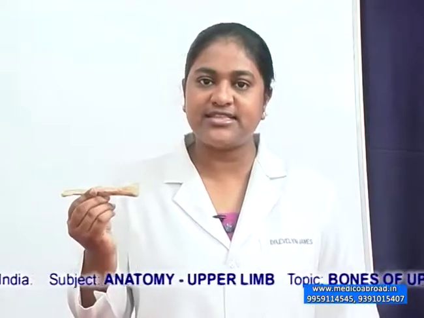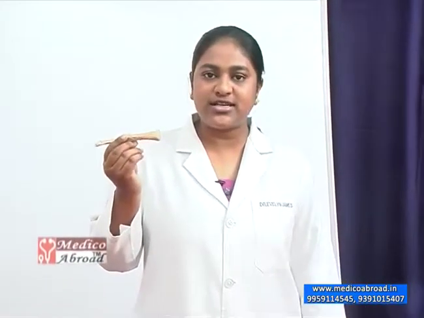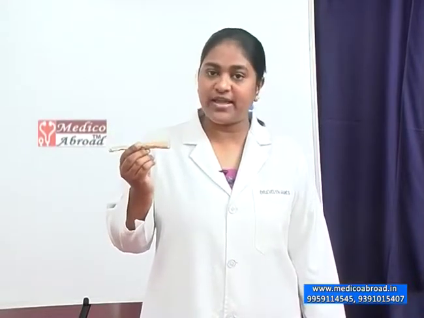Now this clavicle ossifies by intramembranous ossification. Usually the other bones have endochondral ossification, which means that they ossify from cartilage. But this bone is different in that it has intramembranous ossification. The other main points about the clavicle are that it is a long bone, but it does not have a well developed medullary cavity. So hemopoiesis does not occur in this bone. Then this bone is the first bone to ossify in the body.